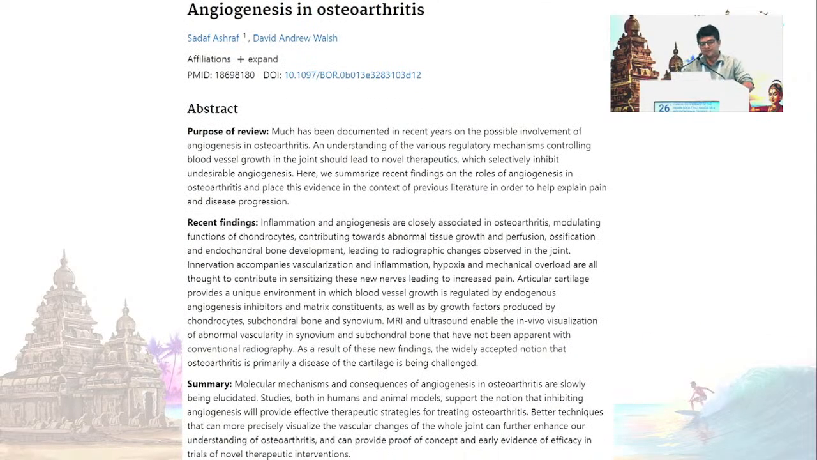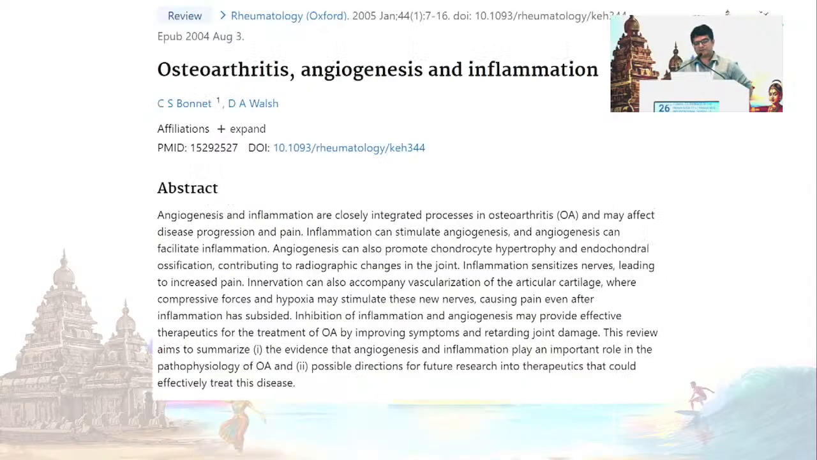Multiple papers in the Rheumat journal support this thesis of pain due to angiogenesis, and that is causing pain in osteoarthritis. So osteoarthritis being just a disease of cartilage is not a right thing. It involves every compartment of the joint, right from the synovium and the menisci and the ligaments.